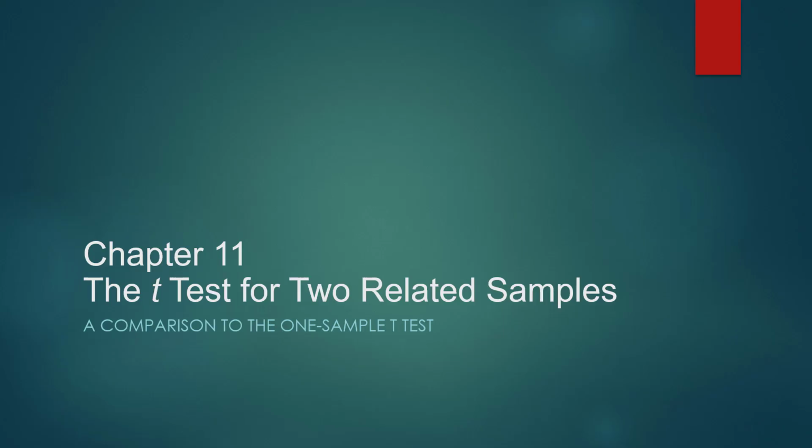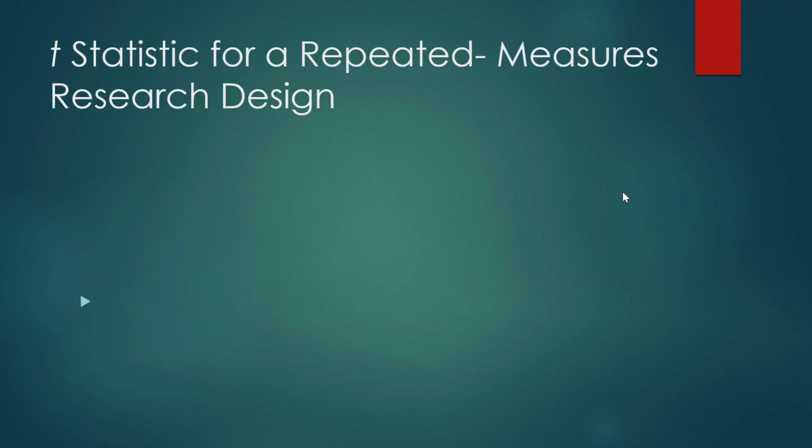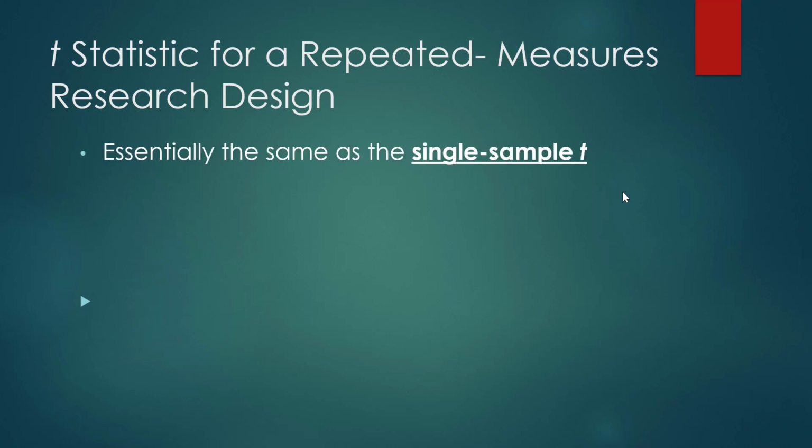This video will compare the formulas for the t-test for two related samples to the t-test formulas for the one sample t-test that we covered back in Chapter 9. Basically, the t-test for two related samples is very similar to the t-test for the single sample back in Chapter 9.